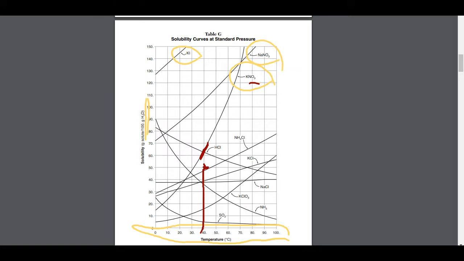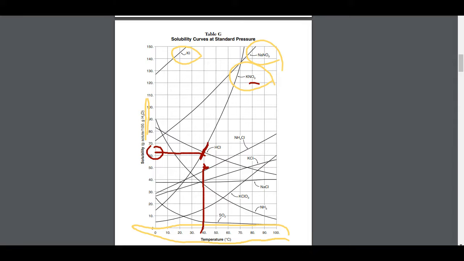In order for potassium nitrate to be saturated in 100 grams of water at 40 degrees, I'd have to come up to about 63, 64 grams of potassium nitrate in 100 grams of water at that temperature. So it's specific. You want to look it up on table G.